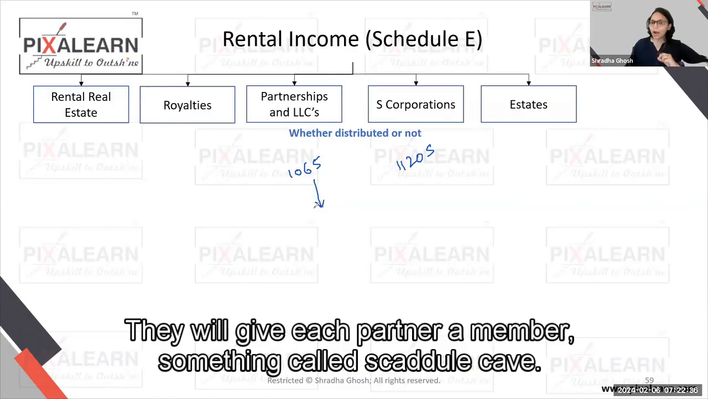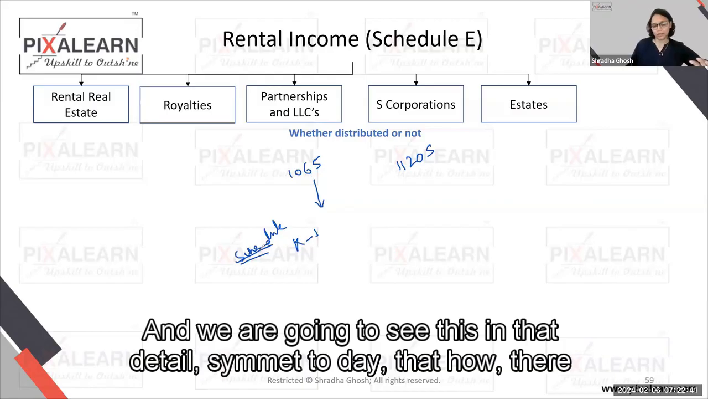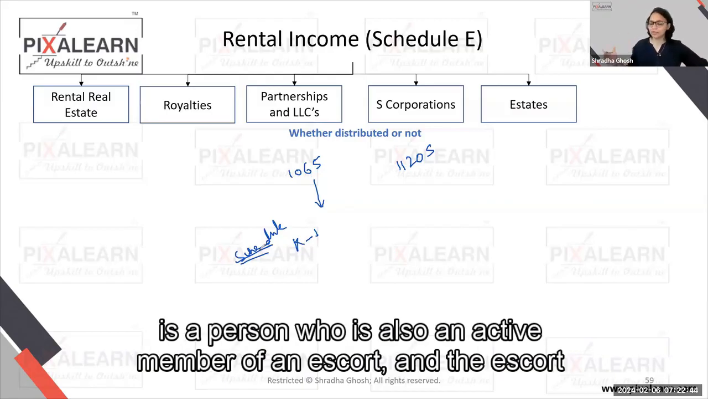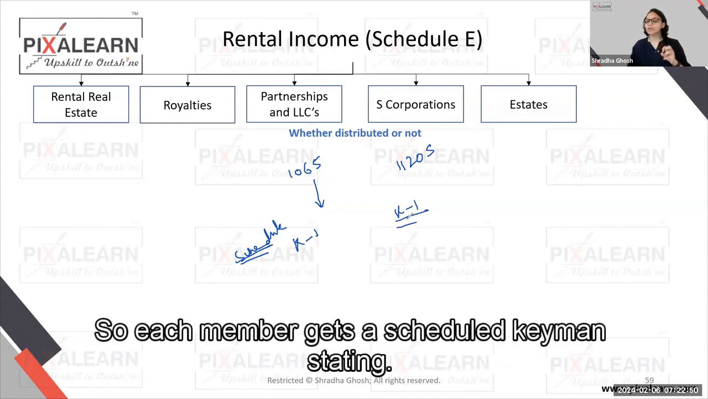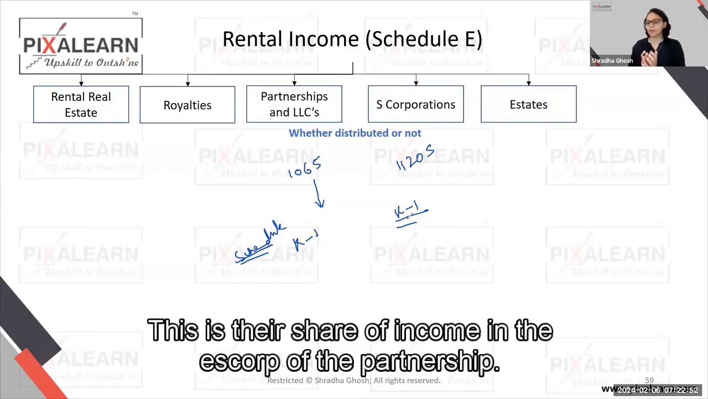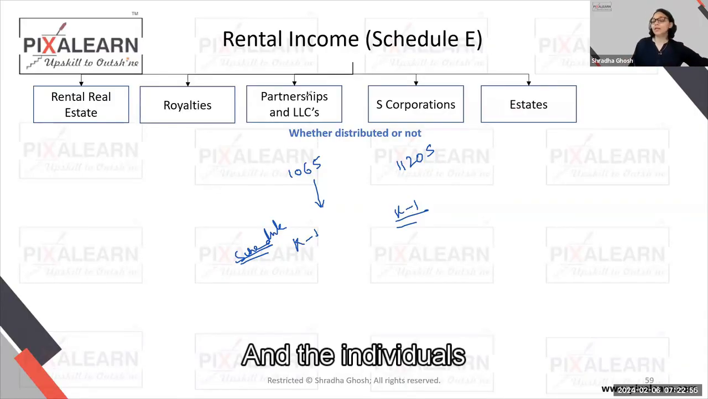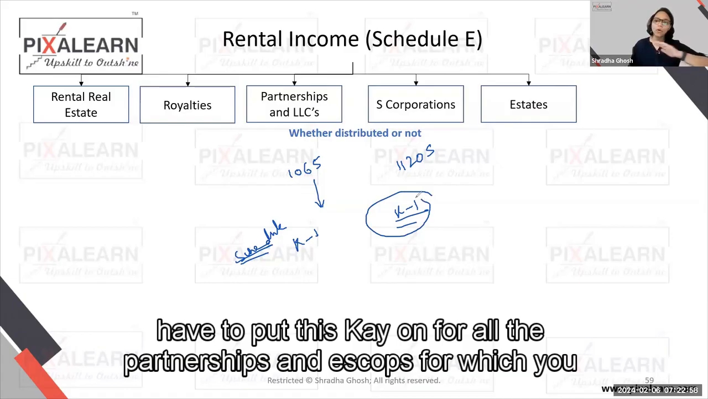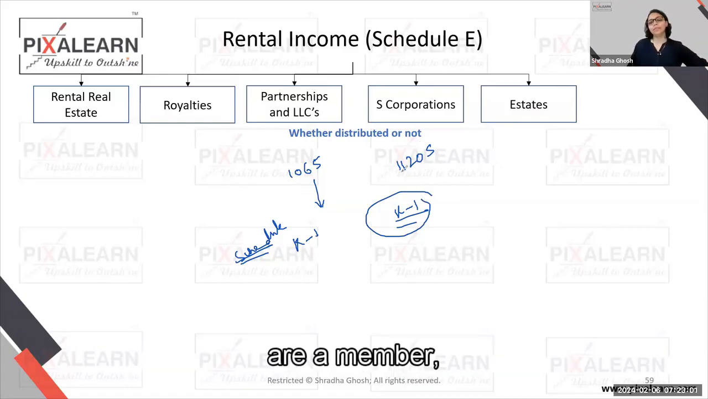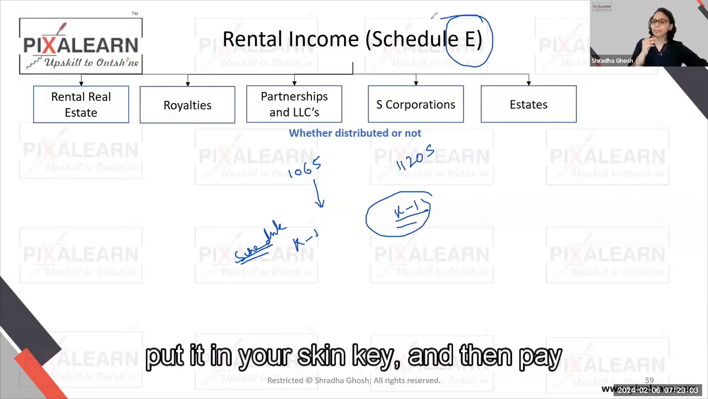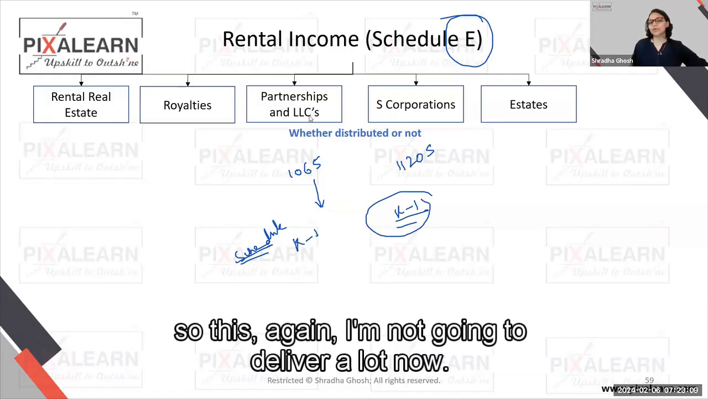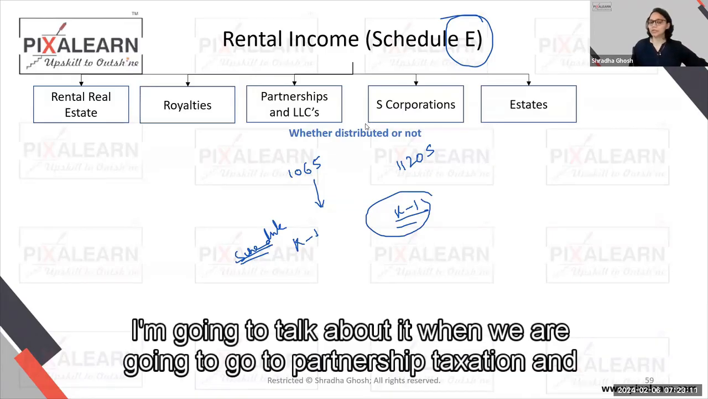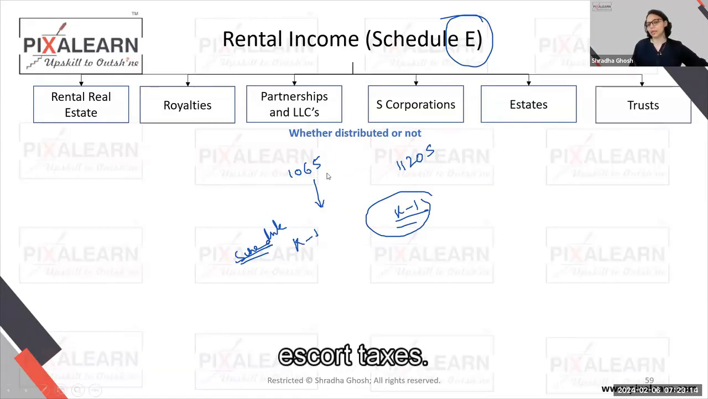They will give each partner or member something called Schedule K-1. We are going to see this in the detailed simulation today, where there is a person who is also an active member of an S corp, and the S corp gives a Schedule K-1. Each member gets a Schedule K-1 stating their share of income in the S corp or the partnership. And individuals have to put this K-1, for all the partnerships and S corps of which you are a member, in your Schedule E, and then pay tax on that income. Okay. I'm not going to delve into this a lot now. I'm going to talk about it when we get to partnership taxation and S corp taxation.